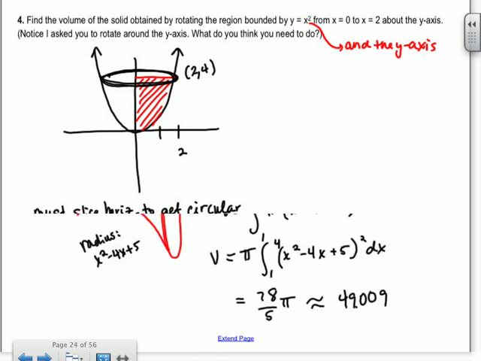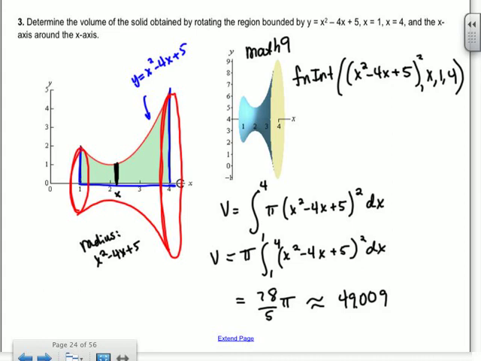Okay, so previously when we were slicing vertically, here's what's happening. It's x that is changing, and x is going from 1 to 4 in this last example. Okay, that's what this means. My x values are going from 1 to 4. Dx means you're changing your x values.